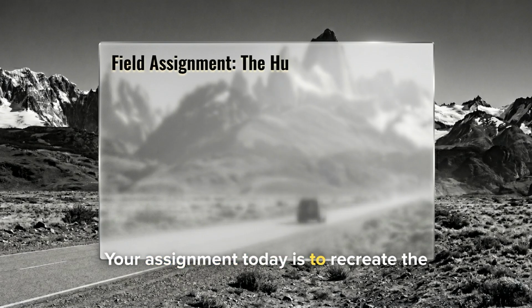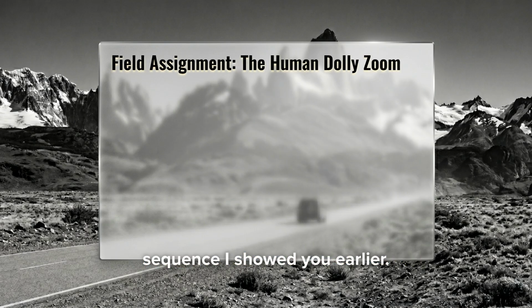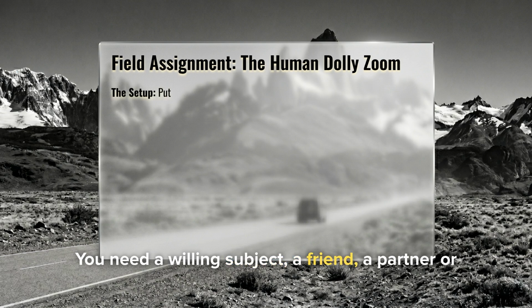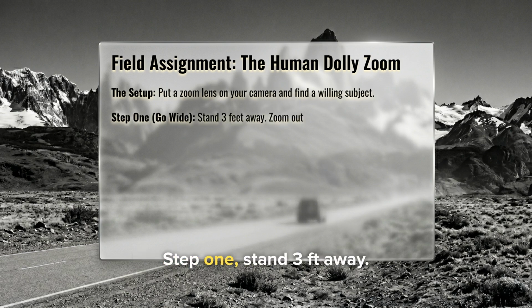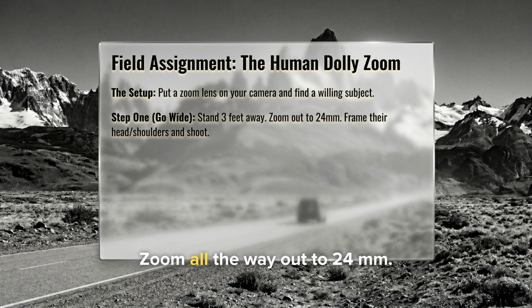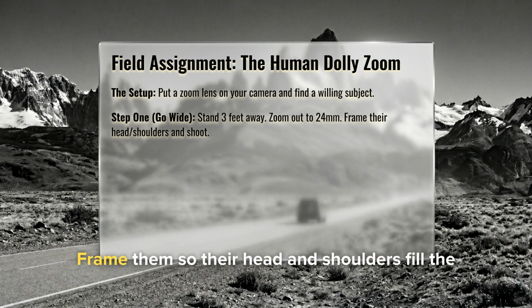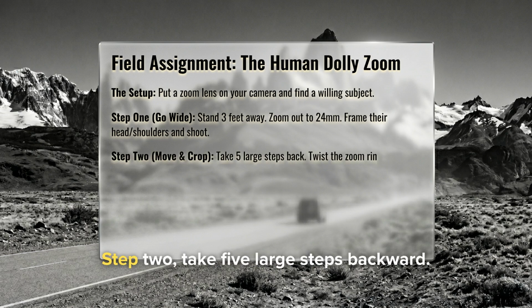Your assignment today is to recreate the sequence I showed you earlier. You need a willing subject, a friend, a partner, or a dog that knows how to stay. Put a zoom lens on your camera. Step 1. Stand 3 feet away. Zoom all the way out to 24 millimeters. Frame them so their head and shoulders fill the center. Take the photo.